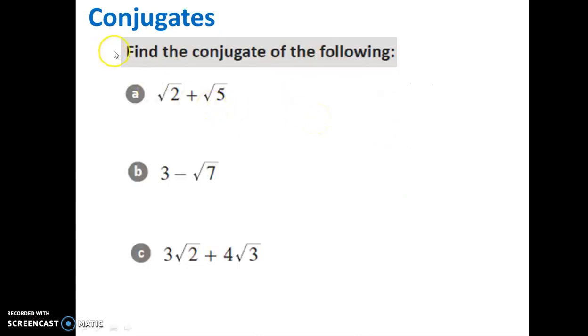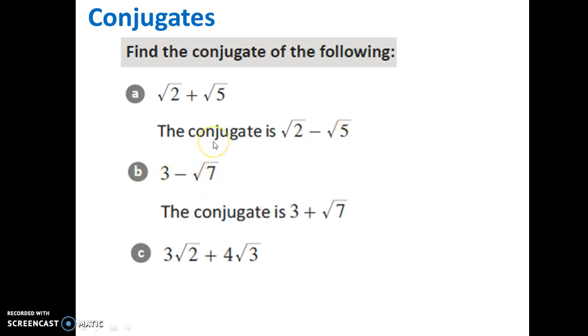So looking at this, what are the conjugates? Here we have root 2 and root 5. The conjugate of that will be root 2 minus root 5. This one, the conjugate will have an opposite sign, so the conjugate will be 3 plus root 7. And over here, the conjugate will be this identical thing with a minus sign in the middle. There it is.